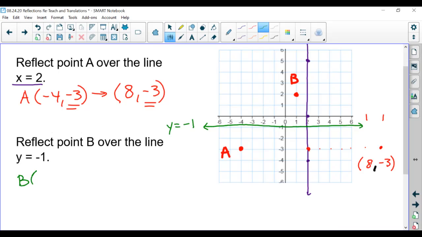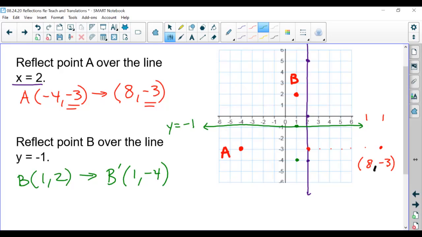B was originally at 1, 2. Okay. We are 1, 2, 3 units away from the line of reflection or axis of symmetry. So we just need to count 1, 2, 3 units on the other side. And this is going to put B prime at 1, -4. Reflections are just about counting.